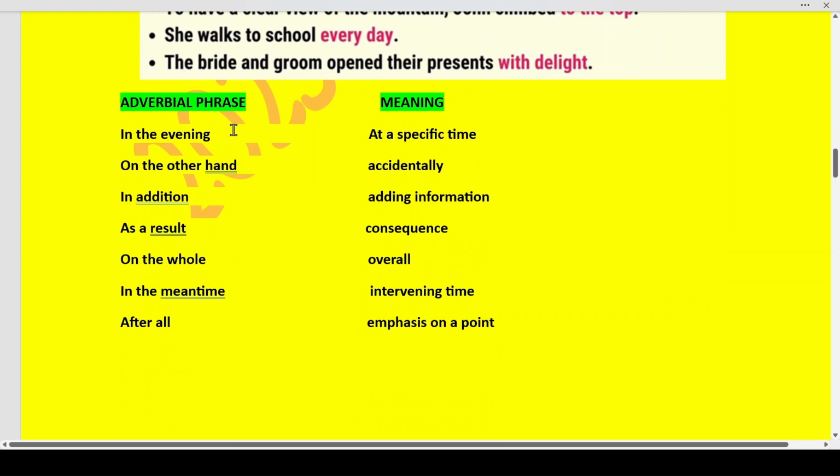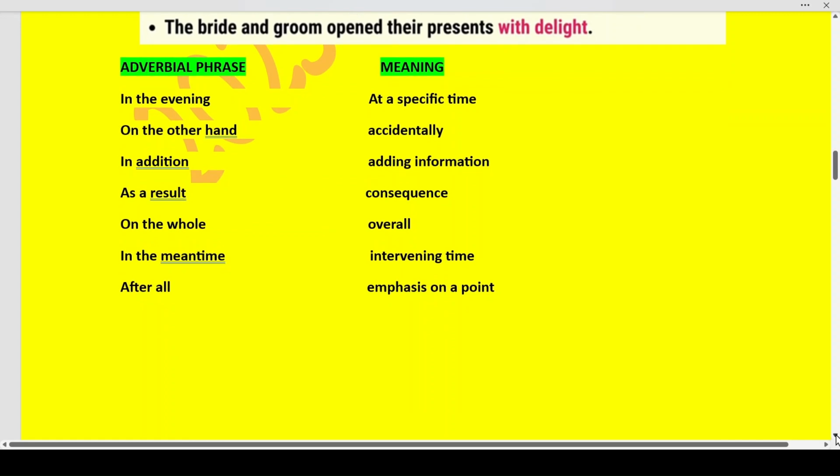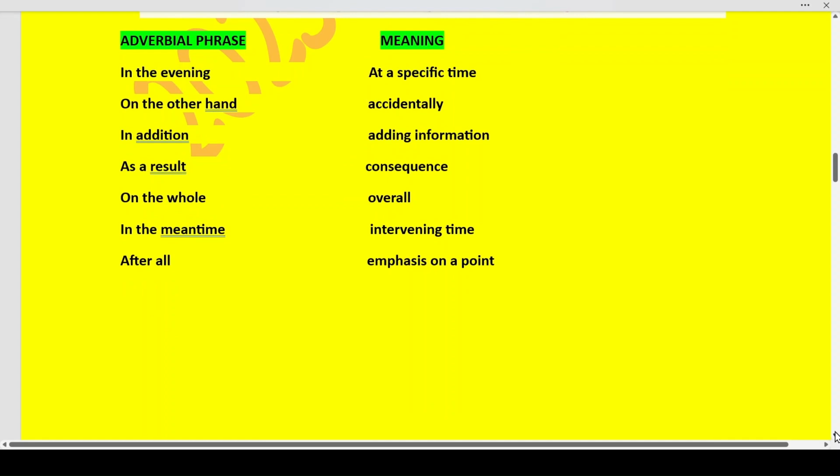Now there are certain adverbial phrases whose meanings you should know. The adverbial phrase "in the evening" means at a specific time. In the evening, in the morning, at night: this means at a specific time. "On the other hand" means accidentally. "In addition" means adding some more information. "As a result" means a consequence. "On the whole" means overall. "In the meantime" means in the intervening time. Intervening means intermediate time. "After all" means laying more emphasis on a particular point. So these are the meanings of some adverbial phrases which you will be using when you attempt some worksheets related to adverbial phrases. So you need to know the meaning of them.